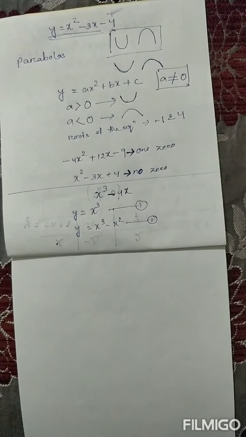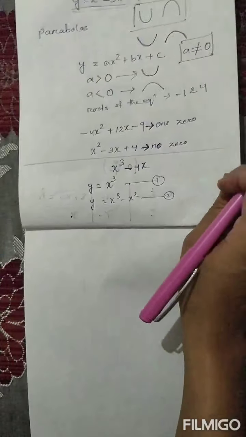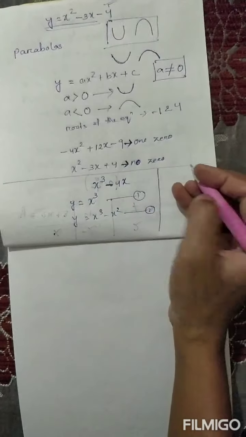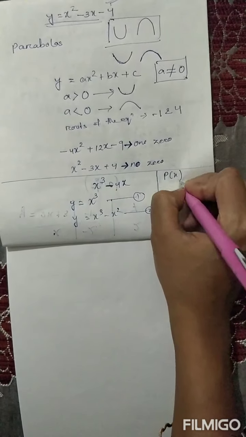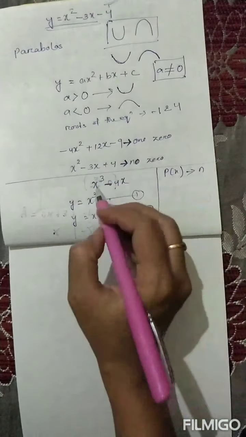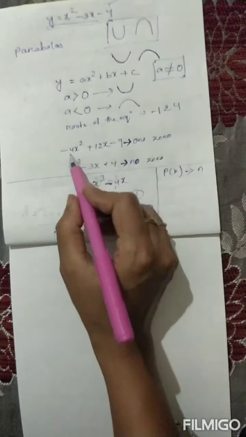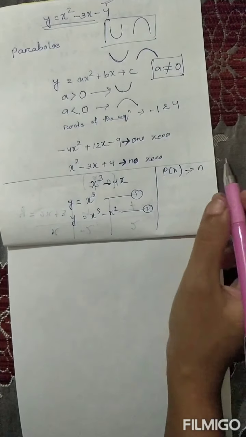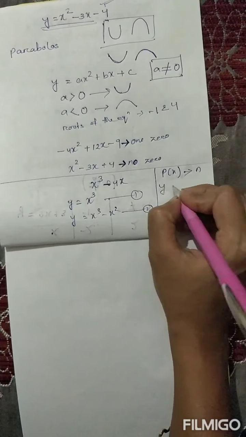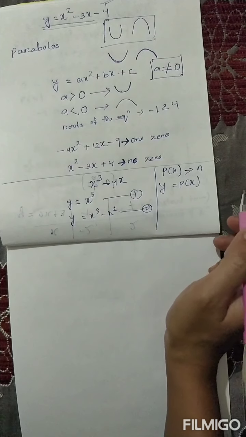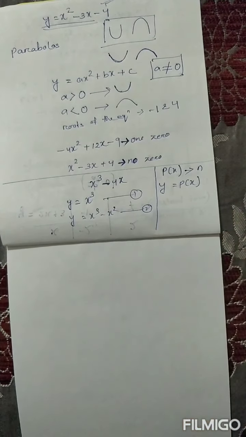So in general, given any polynomial p of x of degree n, it has degree n. Like here, what is the degree? 3. Here, what is the degree? 2. So if it has degree n, then when we plot the graph y is equal to p of x, the graph will intersect the x-axis at most n number of points, or maximum n number of points.